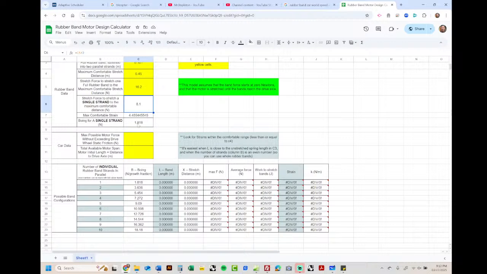And if you just stretch it 50% extra, then you have to exert 50% of this force. So this represents the fractional increase in length. All right, now the car. So first thing is maximum possible motor force without exceeding drive wheel friction.